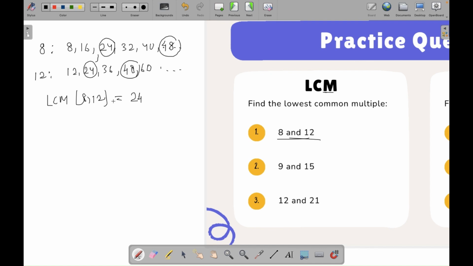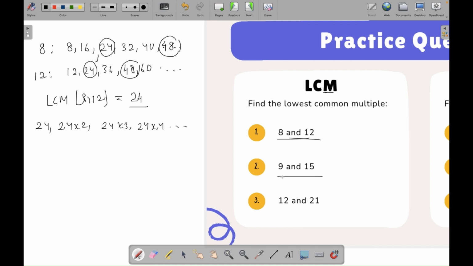Now you can see, if you are asked to find 10 common multiples of 8 and 12, first of all, what you do, you find the LCM. Then the first common multiple is 24. The second common multiple will be 24 times 2. The third common multiple will be 24 times 3. Fourth will be 24 times 4, and so on.